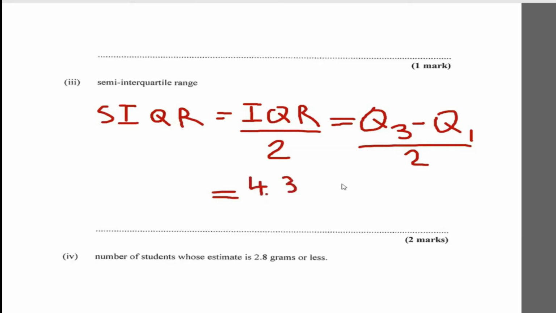Then we minus our lower quartile. The interquartile range is our upper quartile minus our lower quartile, and our upper quartile is 4.3. We subtract our lower quartile 2.2, and that will give us the interquartile range. Then you divide it by 2 to get the semi-interquartile range. The final answer I am getting is 4.3 minus 2.2 divided by 2. I'm getting 1.05. That's my semi-interquartile range.